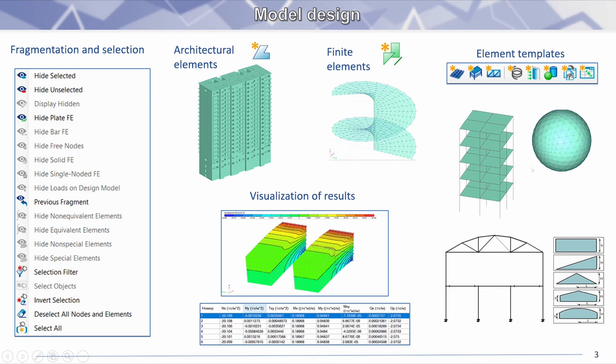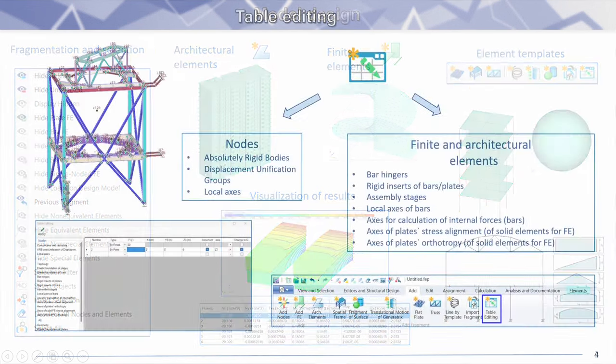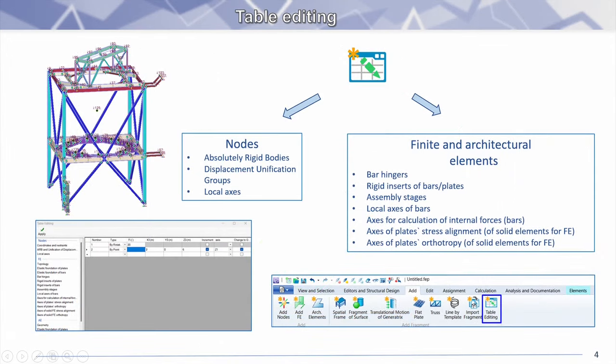Visualization of results. Data processing in LIRA 10 turns your calculation into clear graphical illustration and structured tables, and allows you to create customized reports in Word in order to facilitate subsequent analysis and presentation. A new version of this software provides you with a wider range of tools for tabular editing, thus greatly simplifying the processes of preparing complex structures for calculation.